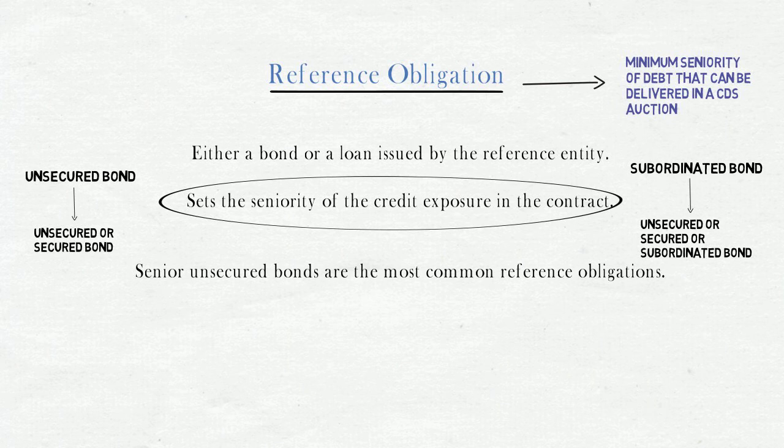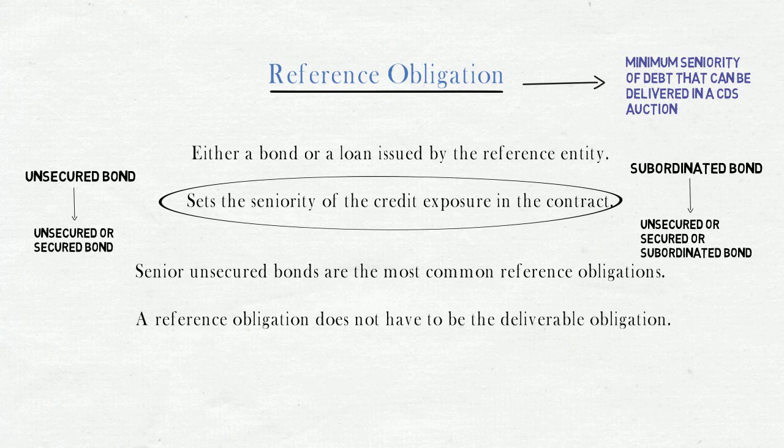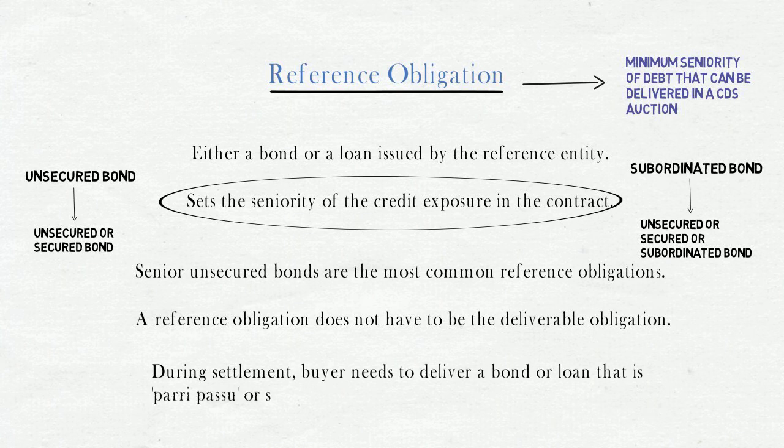At this stage, it must be clear to you that a reference obligation does not have to be the deliverable obligation, which means you need not deliver that exact bond or loan that the CDS contract references. You can deliver any obligation ranking equally or senior to the reference obligation.